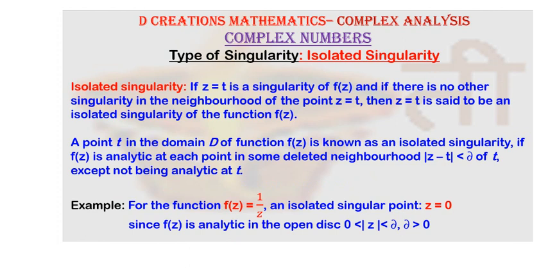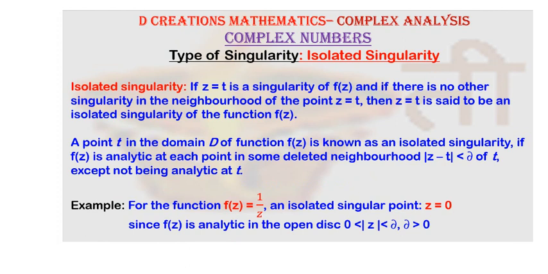So this can also be said in other words. That is, if a point t in the domain D of a function f of z is considered, it will be known as an isolated singularity if f of z is analytic at each point in some deleted neighborhood mod of z minus t less than delta of t. So basically you're talking about delta neighborhood of t. So there it is analytic at every point except at the point t. So then it is called as isolated. So the way it has a meaning in the language, similar meaning is seen here, isolated. You don't have any company of any other singularities.